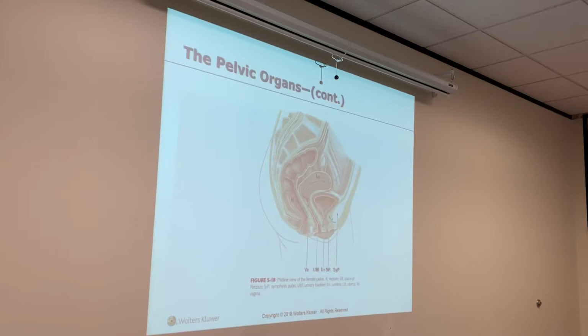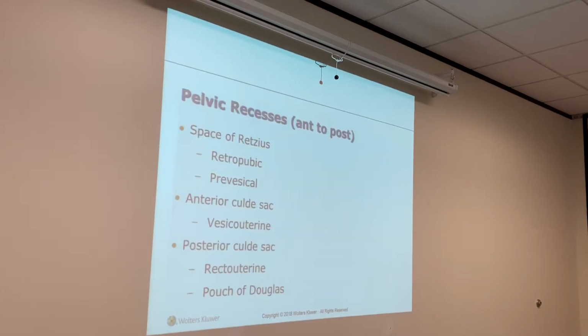Now, that was anterior bladder. Now we're going to go posterior bladder. Posterior bladder, between the bladder and the uterus, I have my anterior cul-de-sac, also called vesico-uterine.